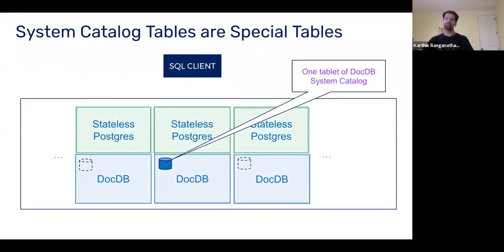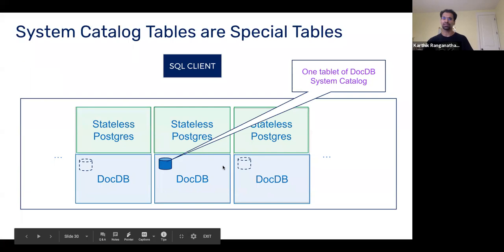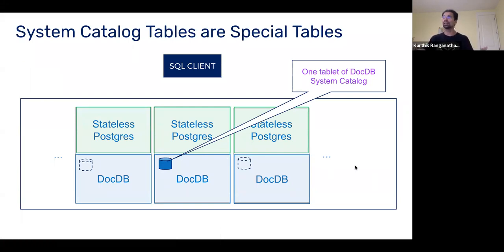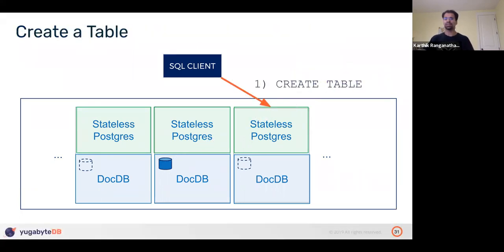When the system comes up, you already have 3 tablets. The circles which are filled in and bold are the tablet leaders, and the ones in dotted cylinders below are the followers. So you already have 1 tablet of the system catalog running and replicated. Now, when you create a table, this is what really happens. Irrespective of which node receives it, it's going to find the leader of the system catalog internally, and say, hey, this is the table that's being created.